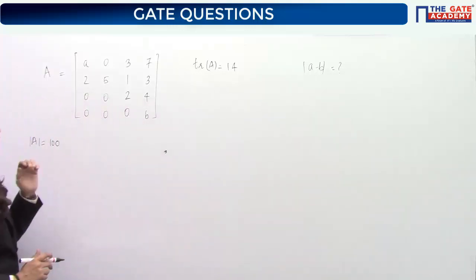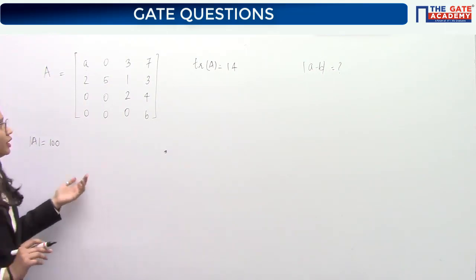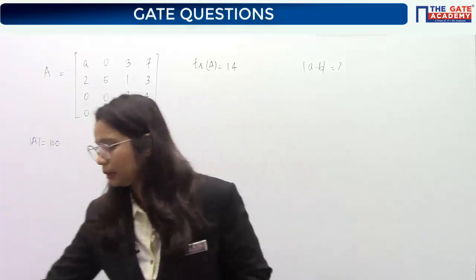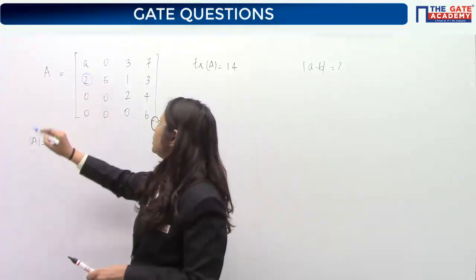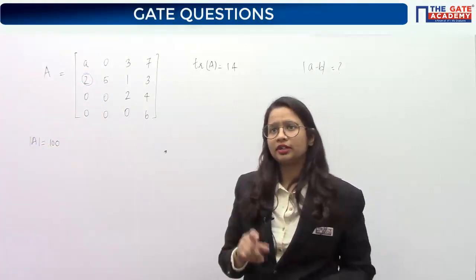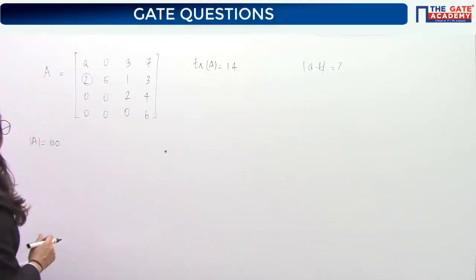Determinant value is given as 100. Okay, let's find out the determinant. Now this is a 4 cross 4 matrix and do not get confused that it is a triangular matrix. It's not a triangular matrix. You can see that because this element here is non-zero. If this was 0, then it would have been a triangular matrix. Yes, Zinu, hello. So this is not a triangular matrix.